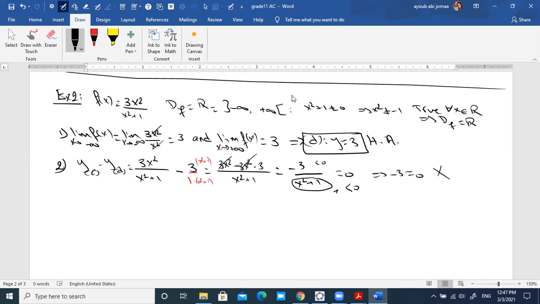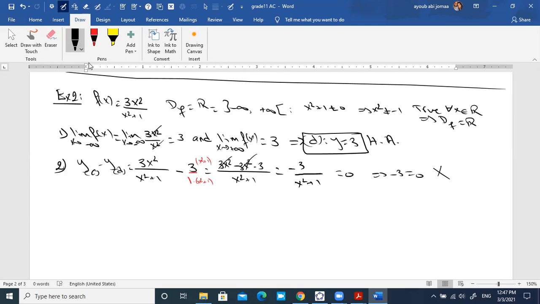So it's negative for all values of x. Negative for all values of x means that the curve is under the line for all values of x. One can write it like this. Let's continue with the same method we are working with.